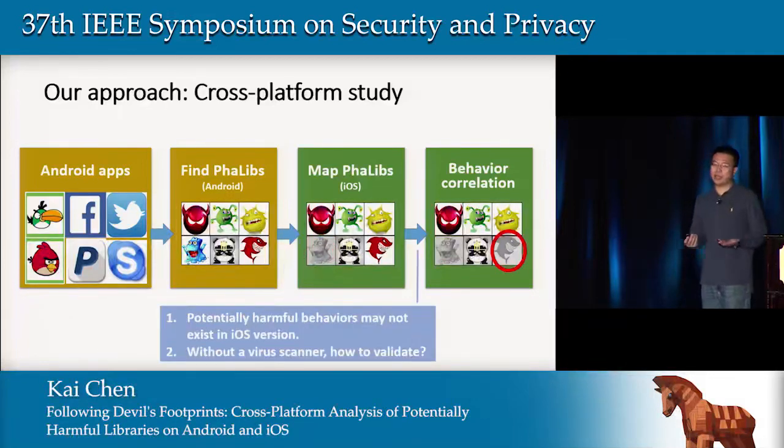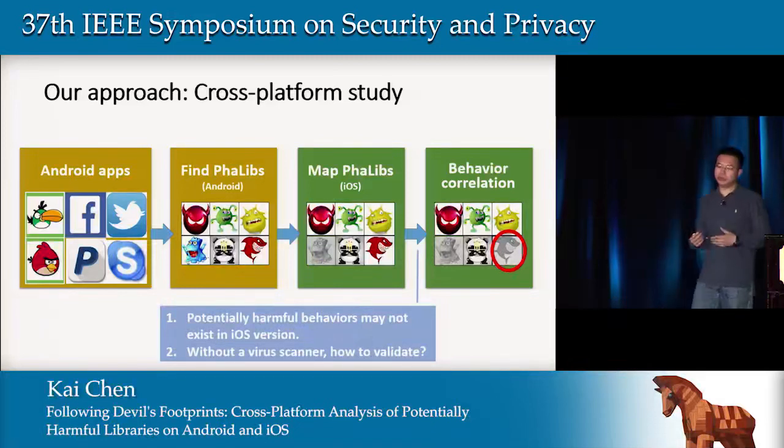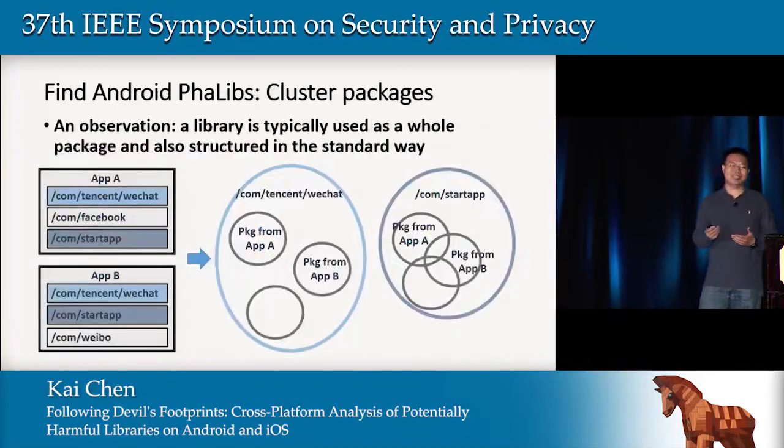And the last one is, remember, the Apple Store is different from the Android store. It usually has a strict vetting process. So the potentially harmful behavior found on the Android side may not be exactly the same on the iOS side. It may be removed. So we need to do this behavior correction and verify that the potentially harmful behavior also exists on the iOS side. So this is the first step.